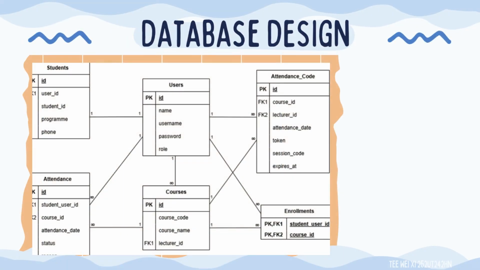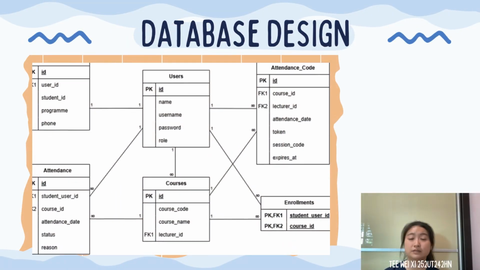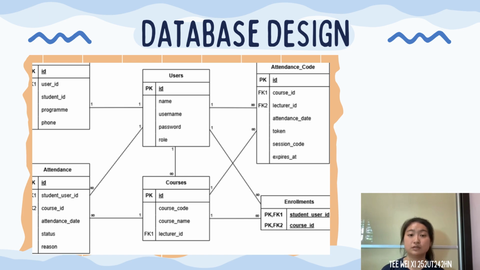Now, I will explain the database design of our system. The database consists of 6 main tables: users, students, courses, enrollments, attendance, and attendance code. These tables are connected through primary and foreign keys to maintain data consistency and accurate relationships between students, courses, and attendance records. This structure supports attendance tracking, attendance code generation, report generation, and efficient data retrieval.